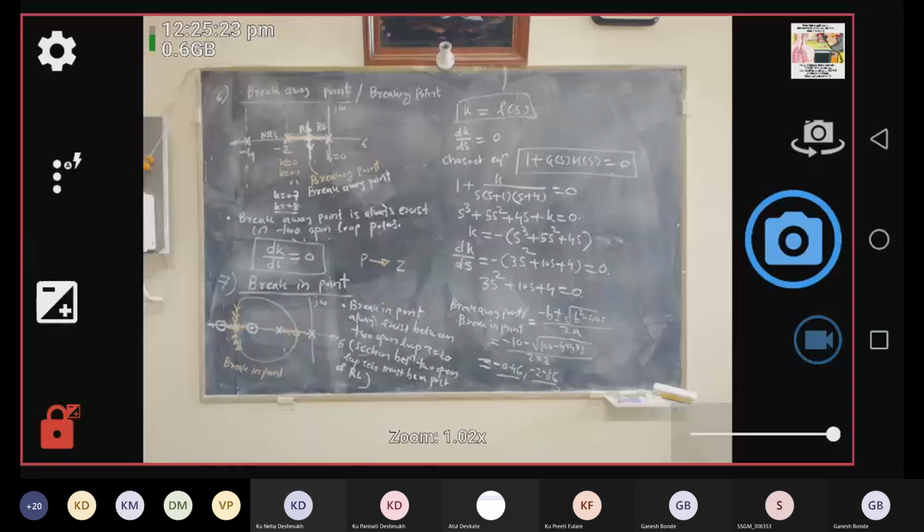Now to step number 8: angle of departure or angle of arrival. So this is your step number 8. Shall I rub this portion?